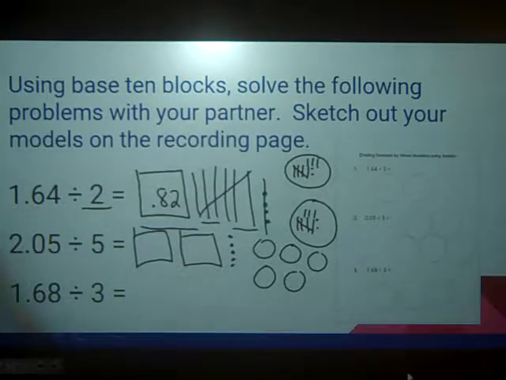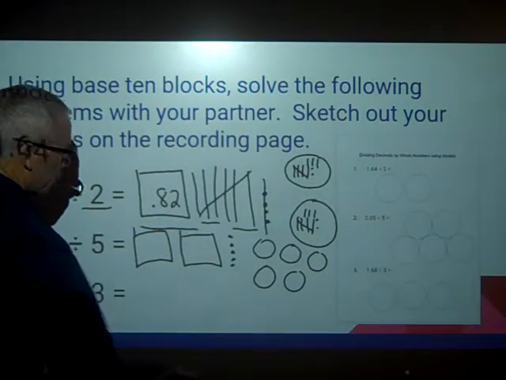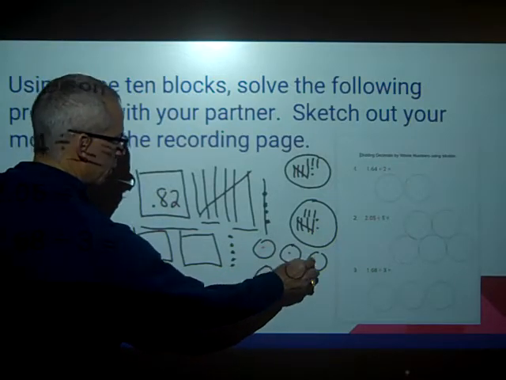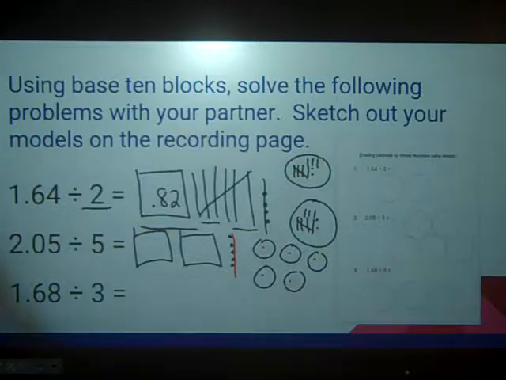Can anyone tell me where I should start? What should I divide first? What can I divide evenly among 5 groups first? What are your thoughts? The 5 hundredths. I can put how many in each group? One. One in each group. Okay, done with that. What's left?